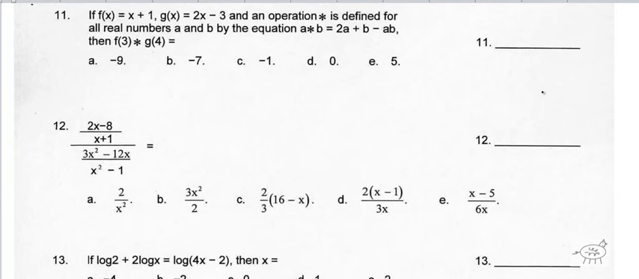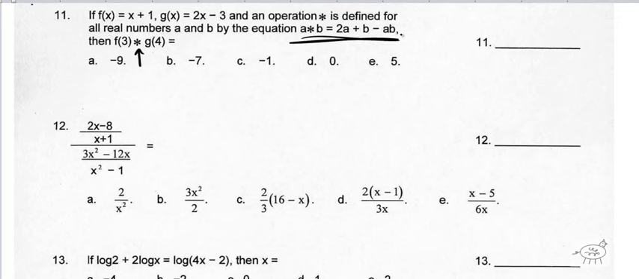Okay, number 11. This one's a little tricky. F of x equals x plus 1, g of x equals 2x minus 3. And operation star is defined for all real numbers a and b by the equation a star b equals 2a plus b minus ab. Then f of 3 star g of 4. What you're doing here is you got to figure out what this means. When you multiply, it means this.